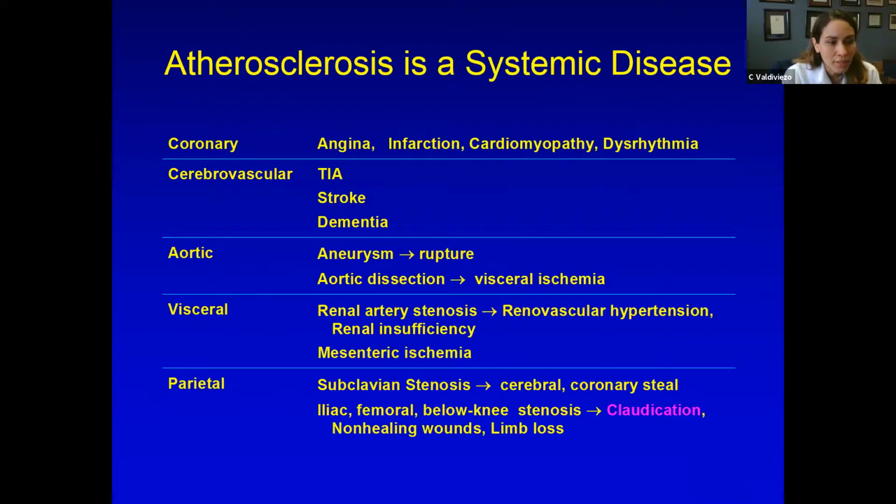The brachiocephalic vasculature can involve subclavian stenosis, and cerebral and coronary steal. It can also affect the iliac, femoral, and below-the-knee arteries, leading to stenosis and therefore causing claudication. And this is going to be the area we will be focusing on the most today. And this can be complicated by non-healing wounds and limb loss.